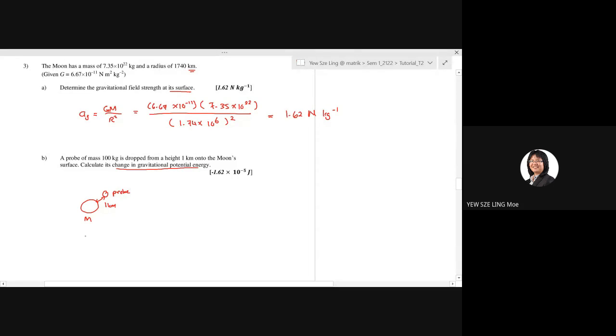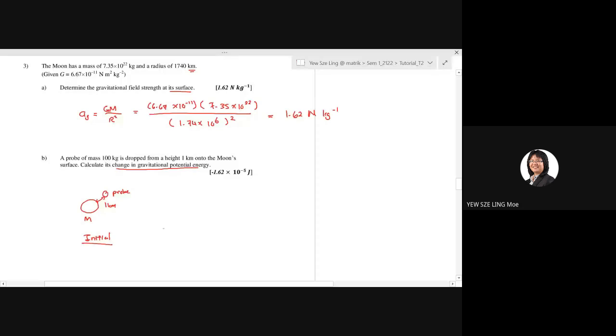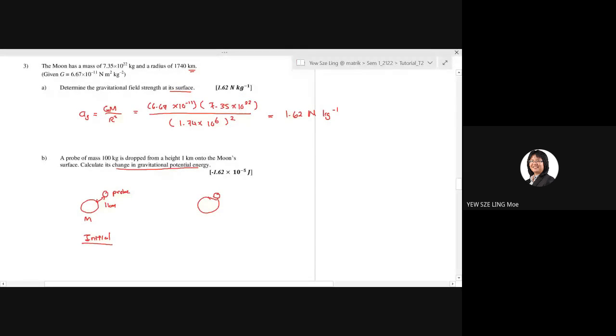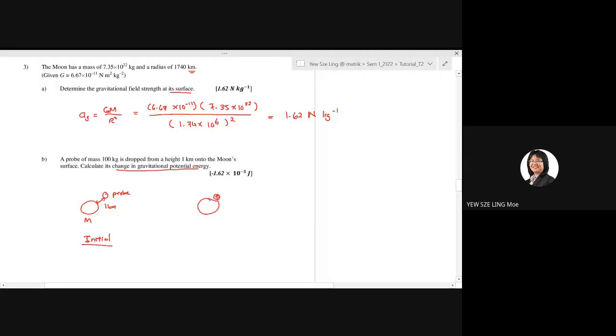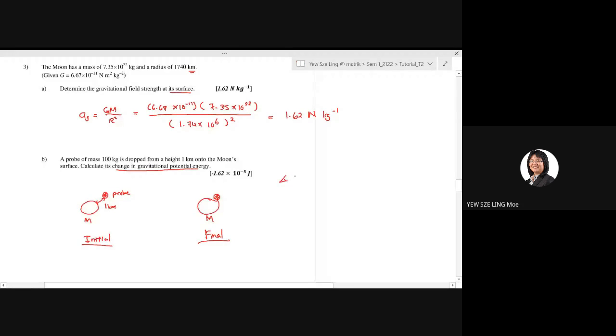So initially, it is 1 km above the moon, and then it drops onto the surface. So this is the surface. The object goes from 1 km to the surface, so this is your final position. Again, this is the moon. It is very similar to the previous questions where you calculate a change in potential energy.